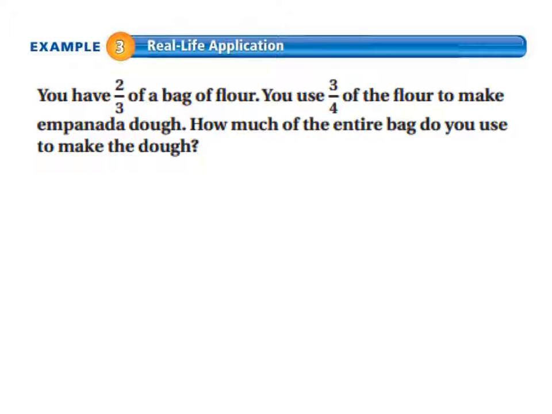Example 3, real-life application. You have 2/3 of a bag of flour. You use 3/4 of the flour to make empanada dough. How much of the entire bag do you use to make the dough? So basically what they're asking us is to find 3/4 of 2/3. And to do that, we would need to multiply. 3/4 of 2/3 tells me of is to multiply, so it's the same as 3/4 times 2/3.